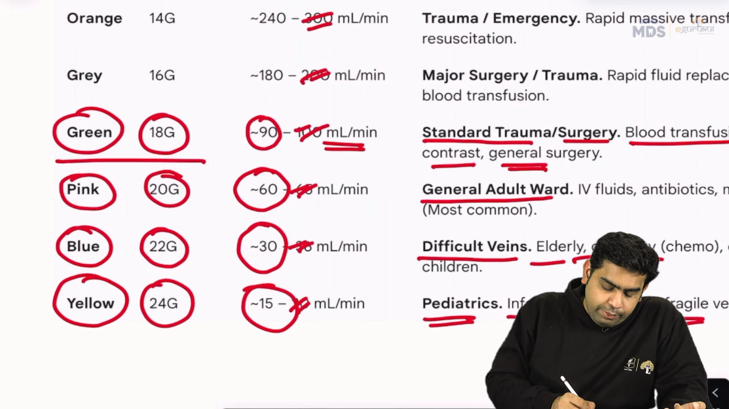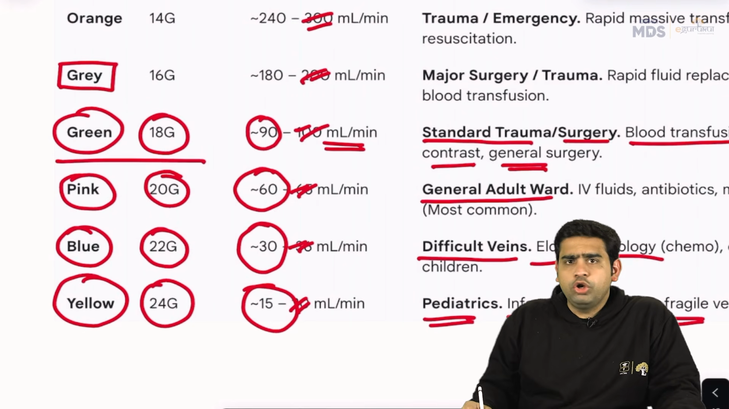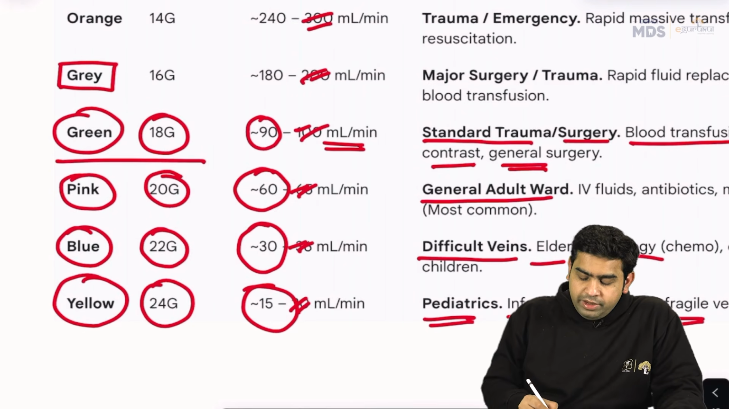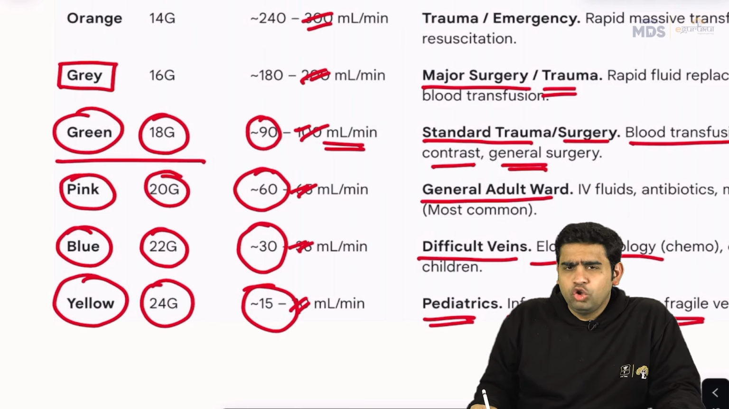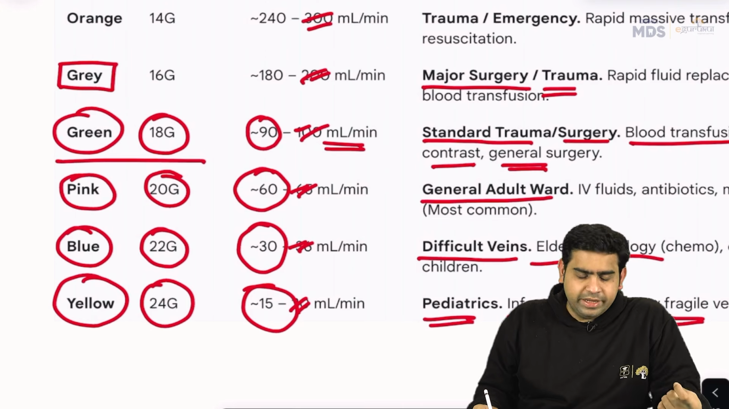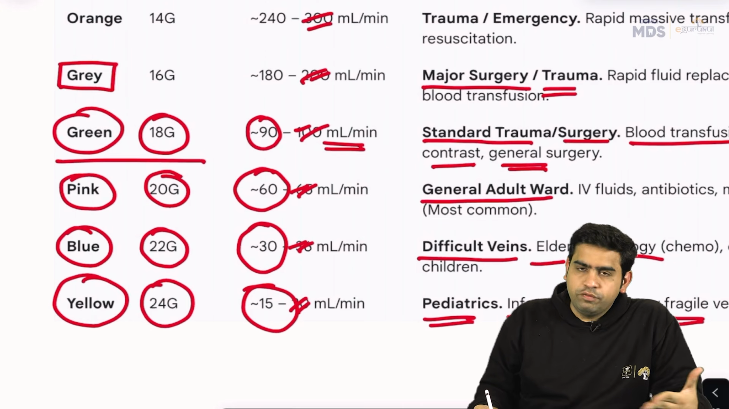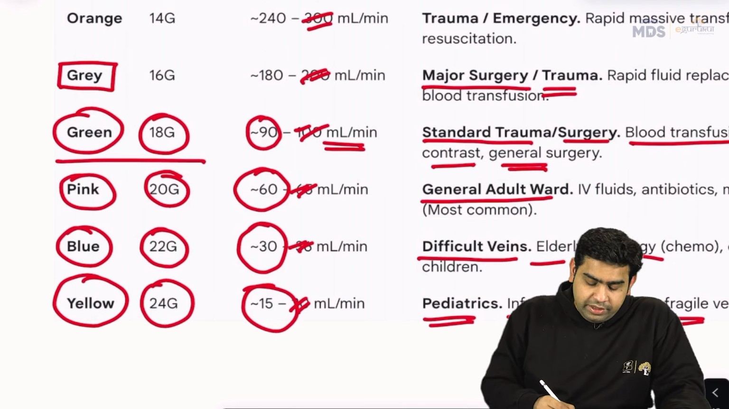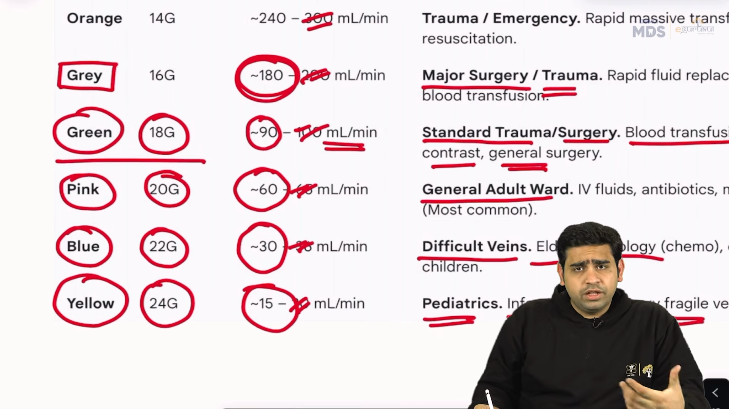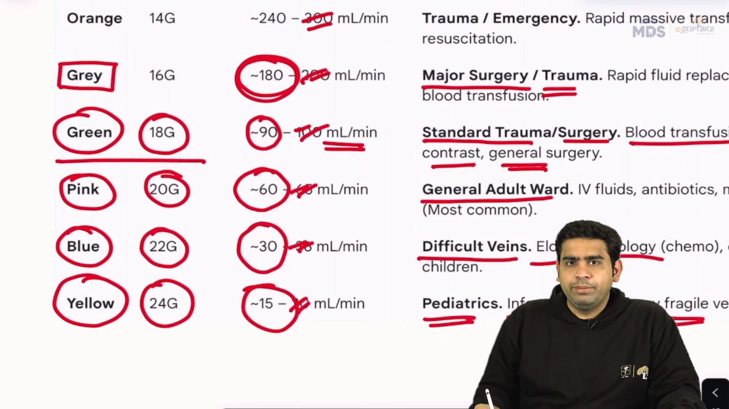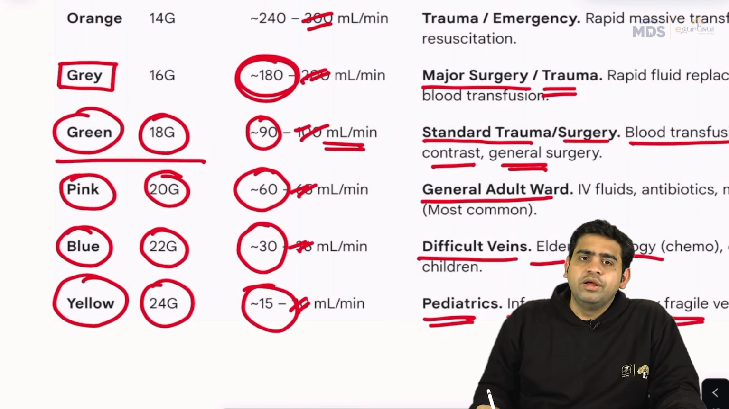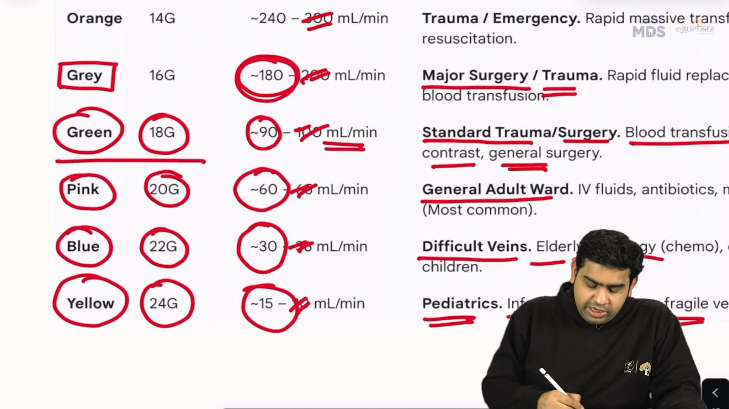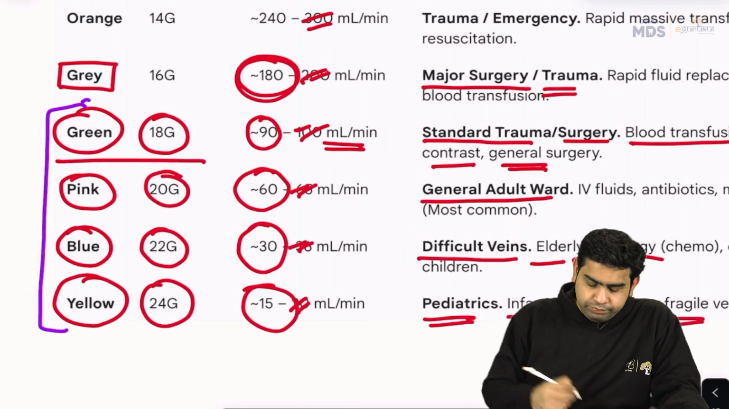And at the max, you can remember about this gray, not used in day-to-day life. But yeah, if somebody has a major trauma or a major surgery, you may use this, but frankly, not that commonly used. It's quite thick and leads to rupture of the vessel most of the time. But the advantage is that the flow is about 180 ml per minute. So if somebody needs a rapid infusion, then you can put a gray cannula. But largely, even if you remember these four, you will be good to go.